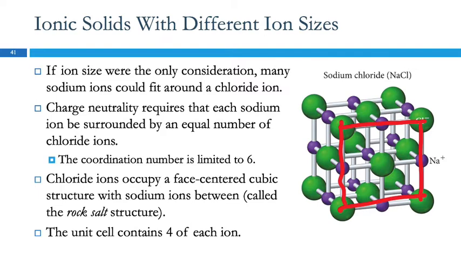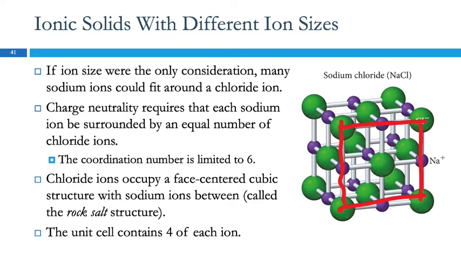So this is face-centered. How many chloride ions are in the face-centered unit cell? There's half here and half there, that's 1. And that guy is 2. And this guy and that guy is 3. Plus the corners make 1, so 4. So there's 4 chloride ions in that unit cell. How many sodium ions must there be? 4 also.